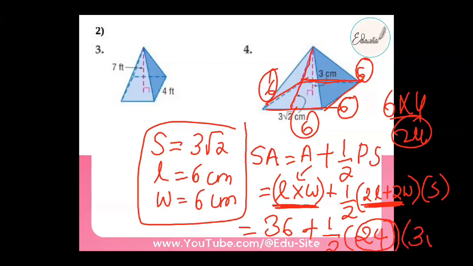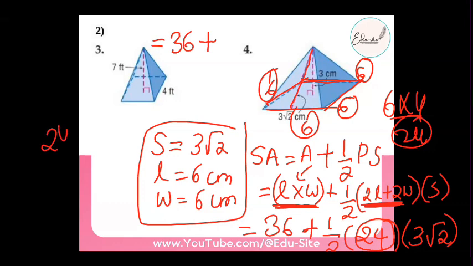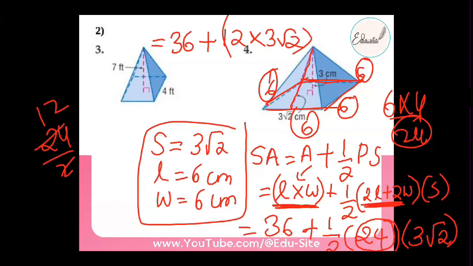The slant height is 3√2. Excellent. Now please solve this and tell me the final answer, beta. It's quite easy. Half into 24, half times 24. What is half of 24? 12 into 3√2, right? Now you can actually multiply 12 with 3. What is 12 multiplied with 3?